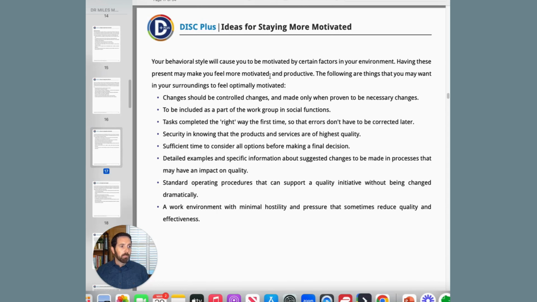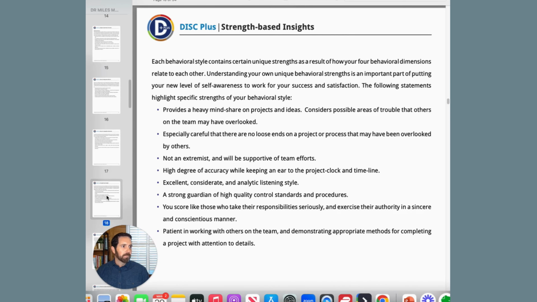Ideas for staying more motivated. This is an area where a lot of the stuff you're going to know, it's great that somebody's actually telling you, that a neutral source is saying, hey, it's okay to be this way. That's why I love this over a lot of the other assessments, because it really allows you to dig it out and be subjective versus a lot of the other assessments just tell you this is who you are. This gives you some creative white space to think about it.